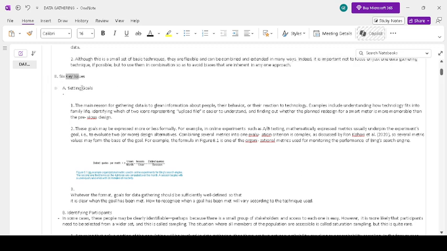Now, six key issues when gathering data: setting goals. Again, it goes back to the cognitive frameworks of attention: approximately half of the battle is done if you have clear goals. The main reason for gathering data is to glean information about people, their behavior, or their reaction to technology. Examples include understanding how technology fits into family life, identifying which of two icons representing upload file is easier to understand, and finding out whether the planned redesign for a smart meter is more memorable than the previous design.